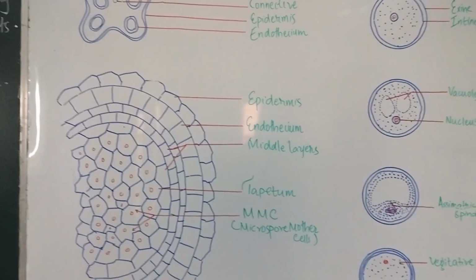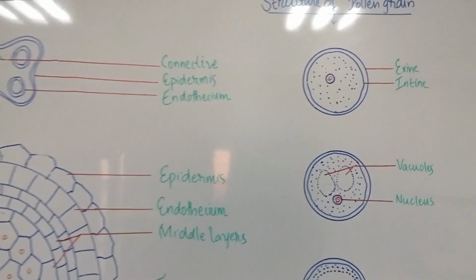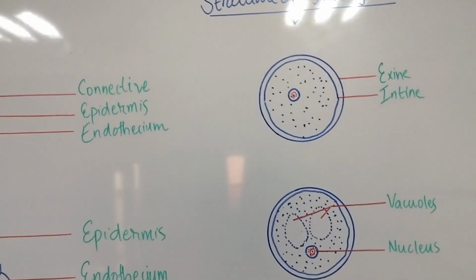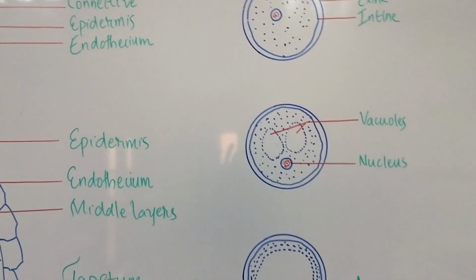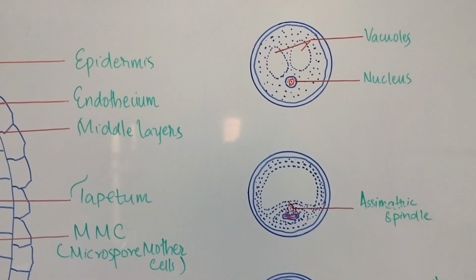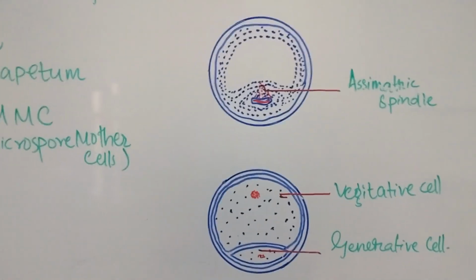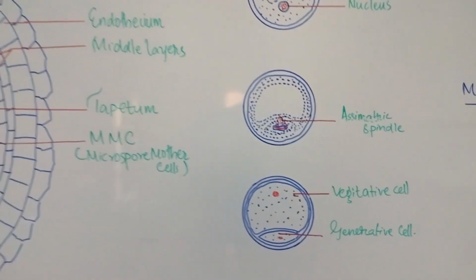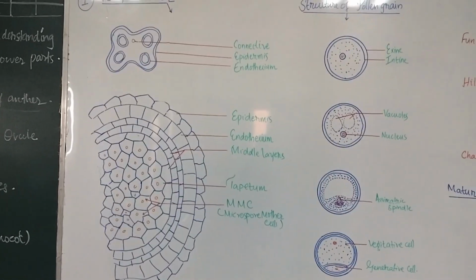Coming to the structure of a pollen grain, each MMC will become 4 pollen grains. The individual pollen grain will have the intine and exine, with the spore of pollen hardest material. It will have a vacuole and a nucleus in the initial stages. Finally, asymmetric spindle formation will happen, and finally it will be in the 2-celled stage of vegetative and generative cell. This is a typical structure of an anther diagram.